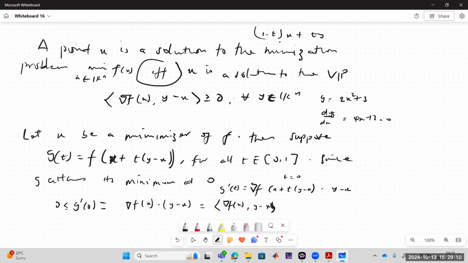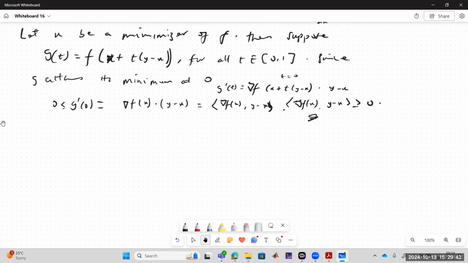And recall we said 0 is less than this, which means the inner product of gradient f(x) and y − x is greater than or equal to 0. So x, being a minimizer, is a solution to this variational inequality. Let me quickly go through the other side. That is, if x solves the variational inequality, then x is a minimizer.